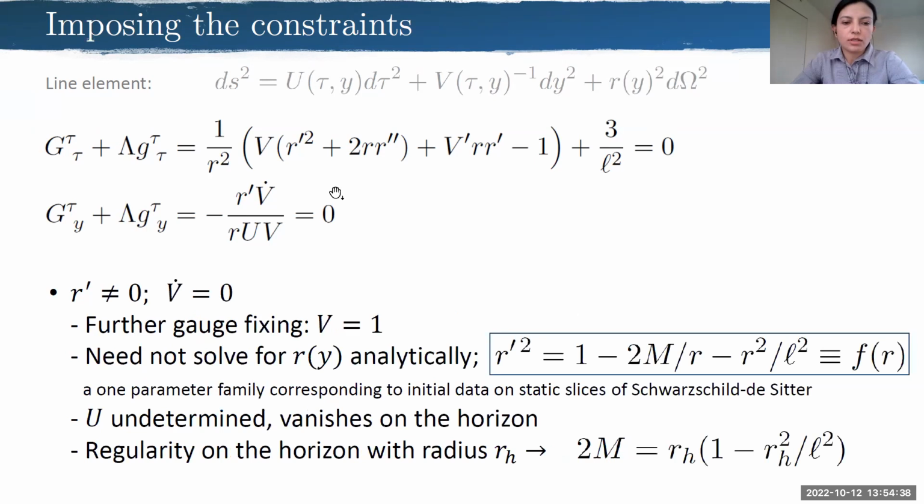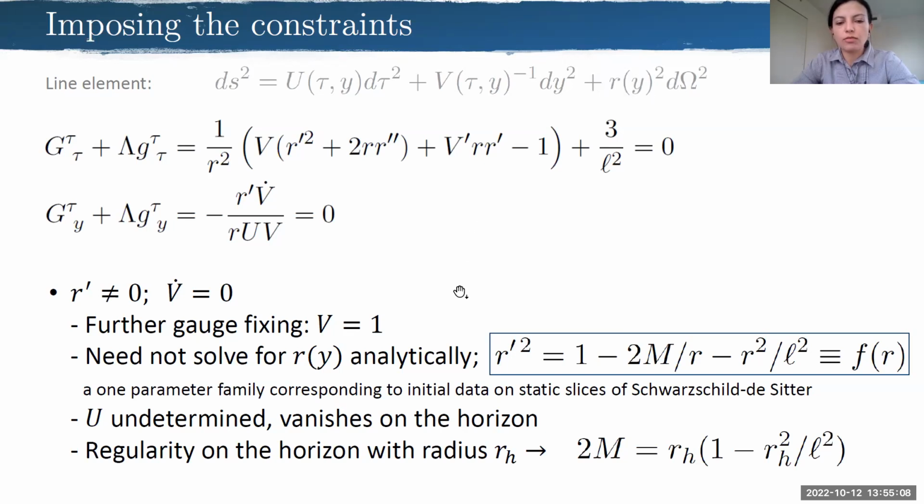The other option is that R prime is non-zero, but V dot is zero. Dot means derivative with respect to time. In that case, if V dot is zero, we can further gauge fix this function V and set it to one. And then the only indeterminate function in our constant time slice would be this function R as a function of coordinate Y.